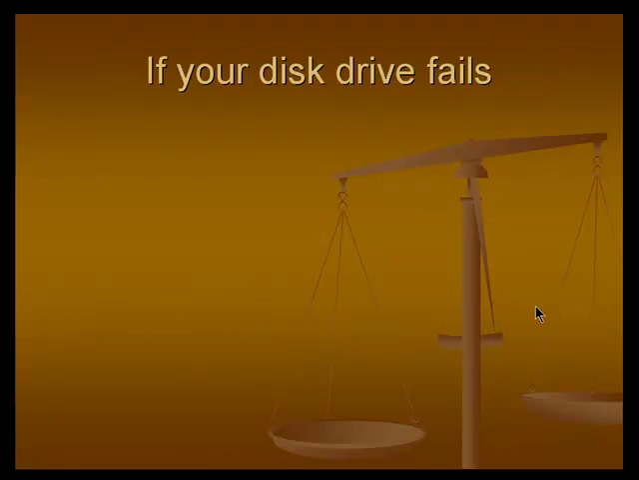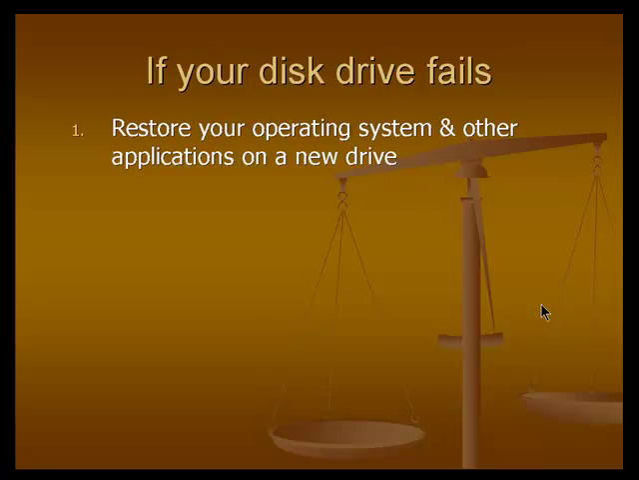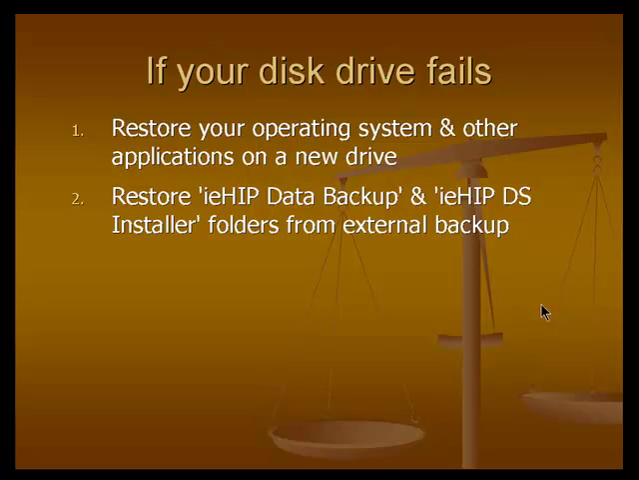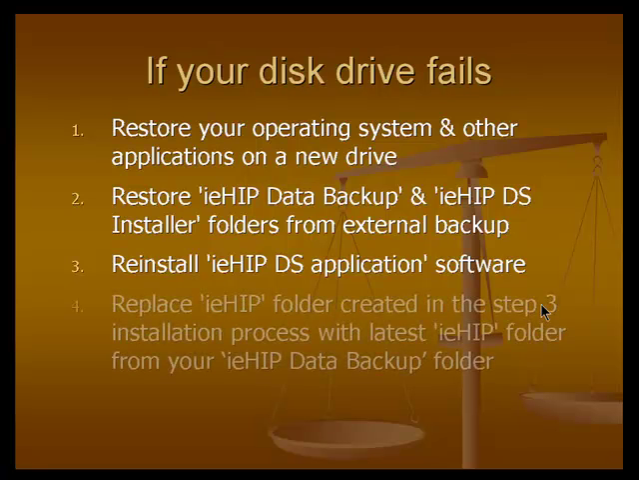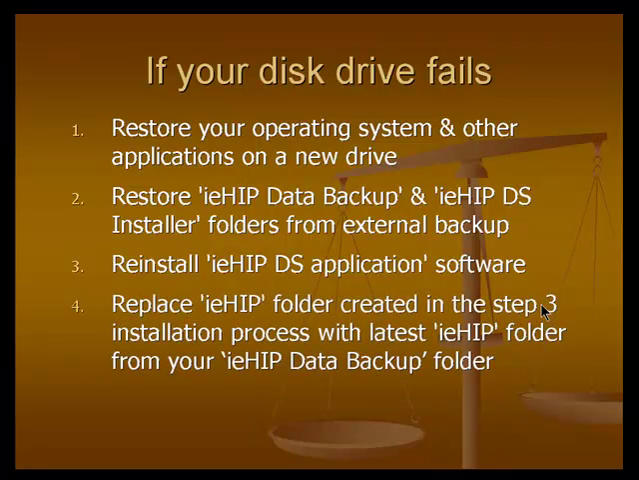Now, if your disk drive fails and you've done the proper job in backing up your files, you can restore your operating system and other applications on a new drive, then restore the ieIP data backup and ieIP DS installer folders from your external backup, then reinstall the ieIP Digital Signage application software, replace the ieIP folder created in step 3 above with the latest ieIP folder from your ieIP data backup folder, and then restart your computer. So you've replaced the ieIP folder with the most current.